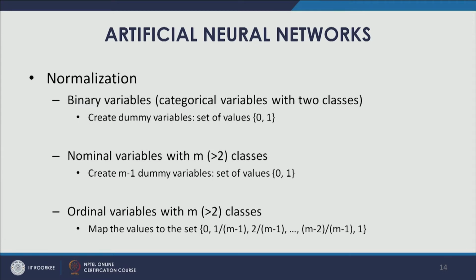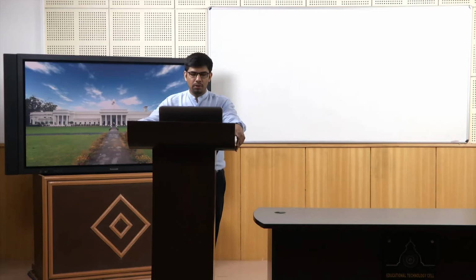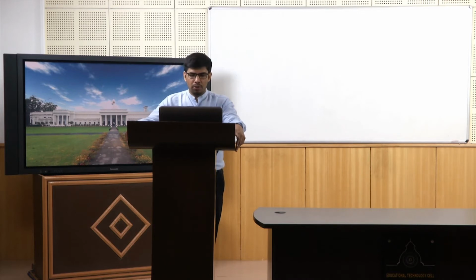We also discussed that for binary variables we are not required to do much, because they would already be 0 or 1, since we would typically use dummy variables. They take two values, 0 and 1. Nominal variables also have no such problems. We will have m-1 dummy variables, so they will also have values 0 or 1, in the same range. Ordinal variables, we talked about this particular mapping.